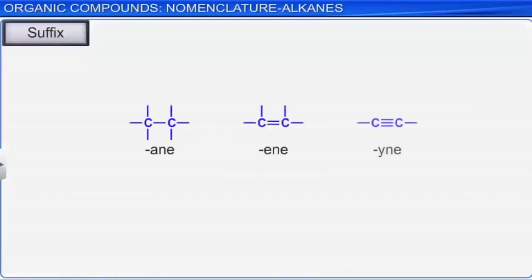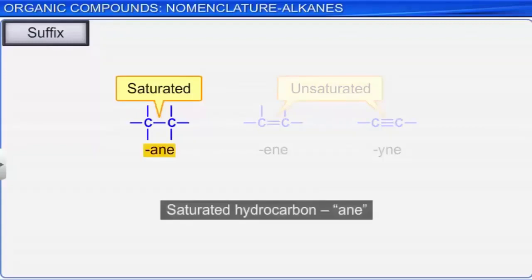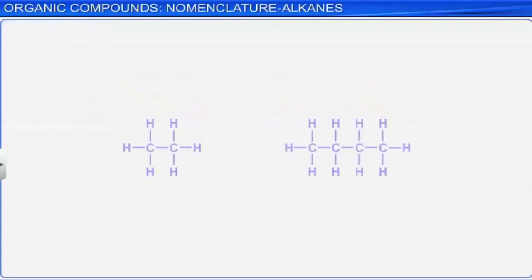A suffix indicates the nature of the carbon chain. As the carbon chain is saturated, suffix "ane" is used. For example, a compound that has 2 carbon atoms in the chain will have the root word eth and the suffix "ane". Thus, its IUPAC name will be ethane.